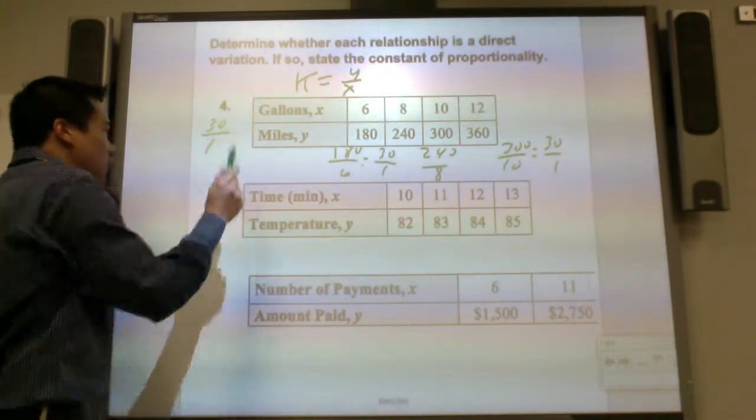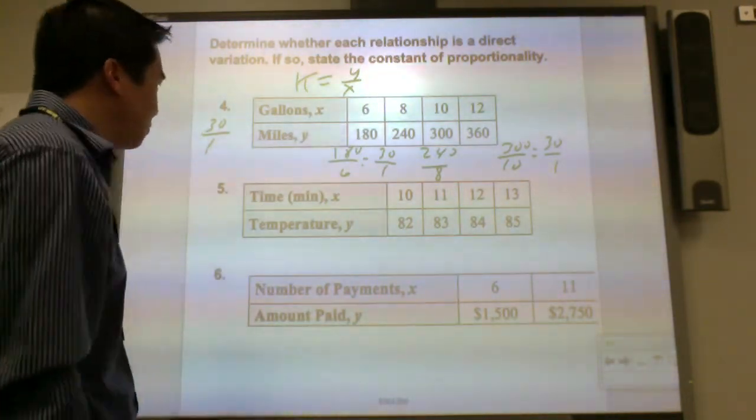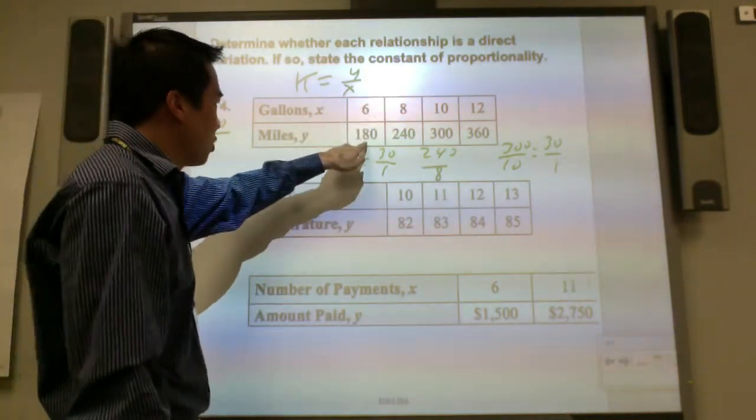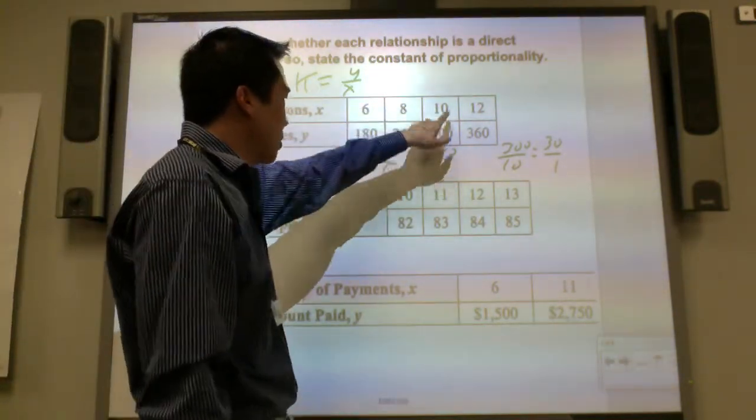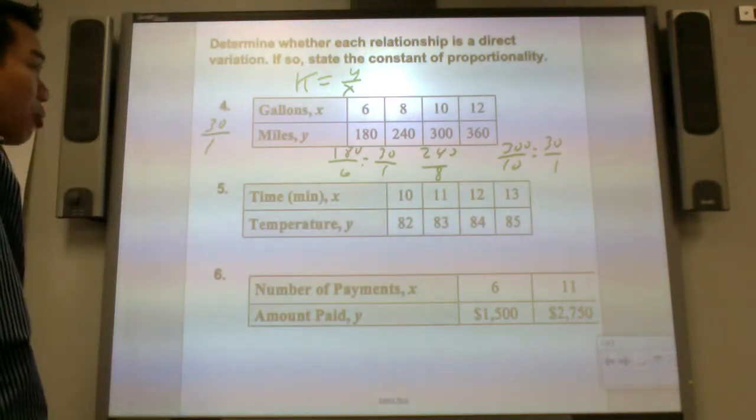So the relationship between the y value and the x value is 30 to 1. So you multiply by 30 to get this, multiply by 30 to get this, multiply by 30 to get this, multiply by 30. That is the relationship, the constant of proportionality.